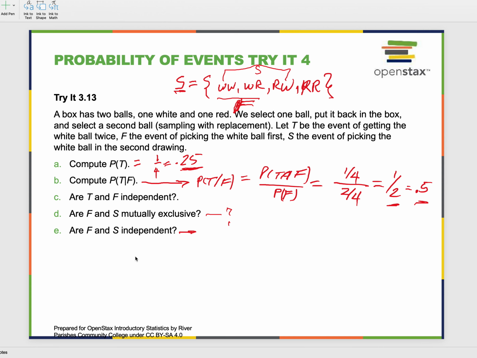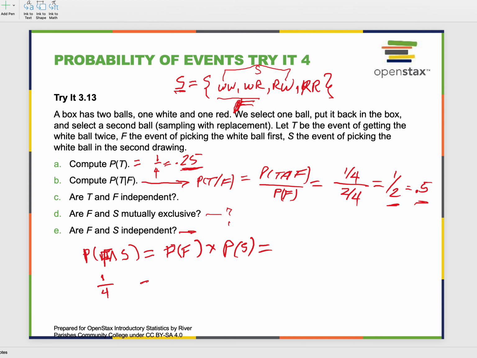So the probability of F and S, let's write this down. Probability of F and S is what? Is it the probability of F times the probability of S? What's the probability of getting F and S? The only way you can get F and S is to get one white out of how many possible tries? 4.